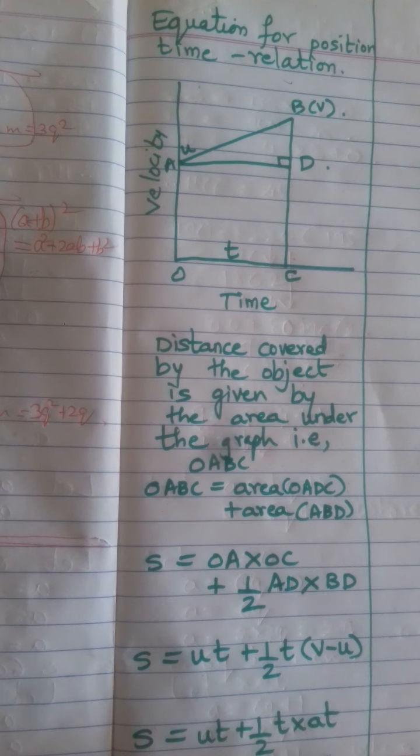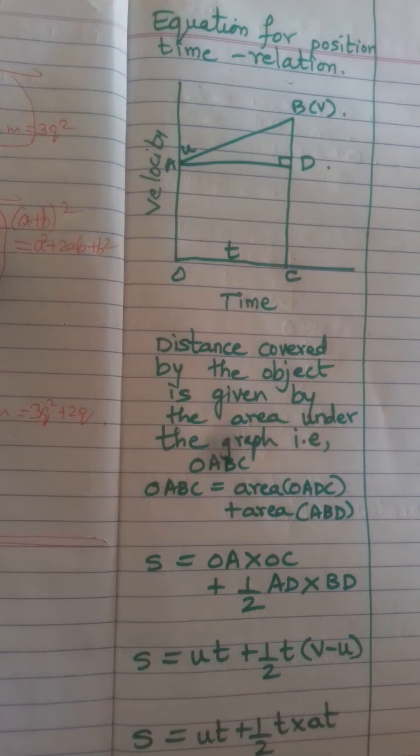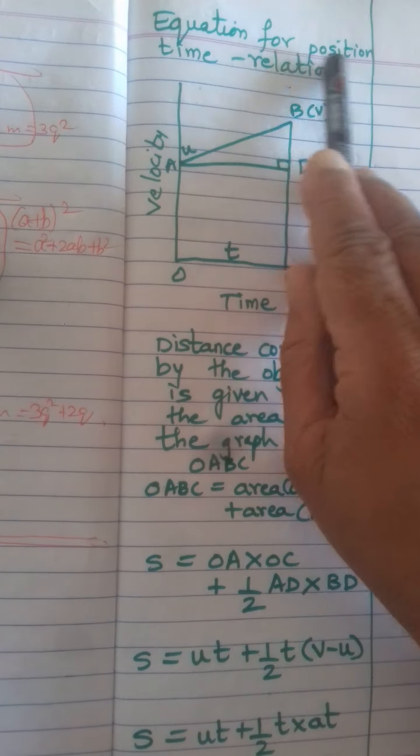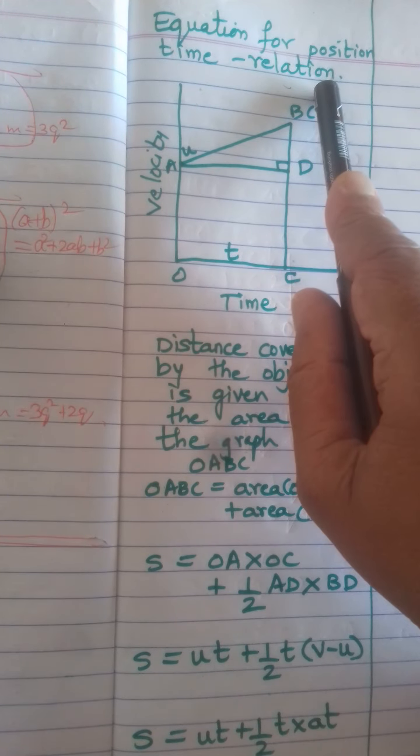So let us continue with the lesson motion. In the lesson motion, we are now seeing the derivation of equations of motion by graphical method. In that, first we have seen the velocity time relation, that is v is equal to u plus at. Now we will see, from the same graph, the equation for position time relation.